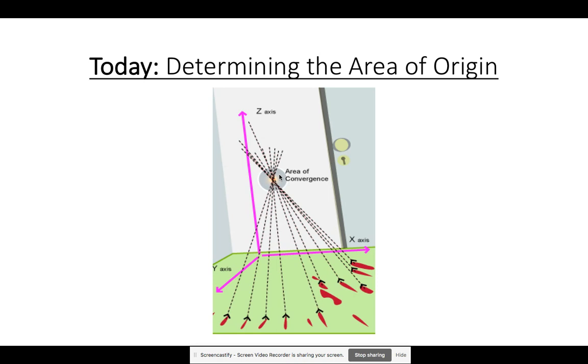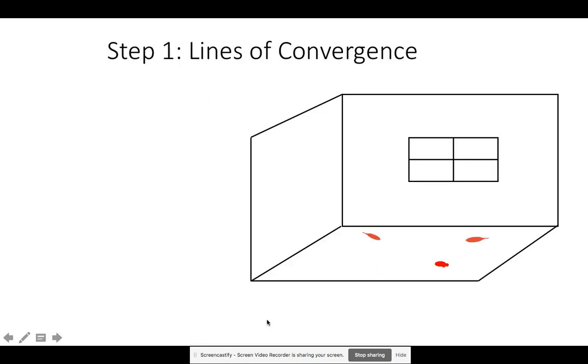Imagine someone was hit with a bat and it made a wound that produced blood. We are now going to be able to tell where that bat connected with our victim, and we can figure that out using the blood spatter that is left from the wound. So in order to do this, the very first step is we have to find the lines of convergence.